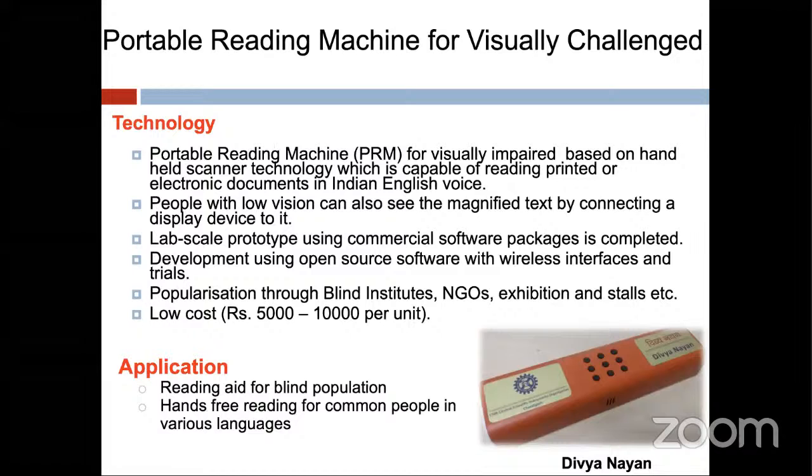This is a very interesting portable reading machine for the visually challenged. Those who are not able to see can read newspapers, books, etc. This is a sort of scanner which scans your content and then converts it into Indian English voice, and we are working on developing 10 other languages for it.